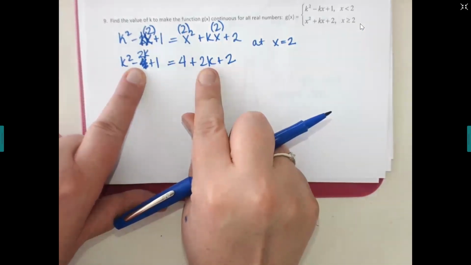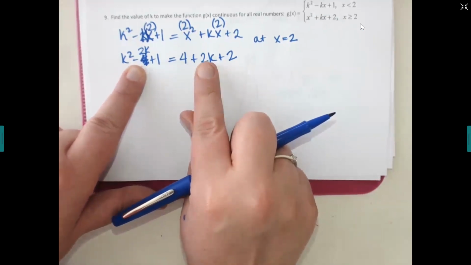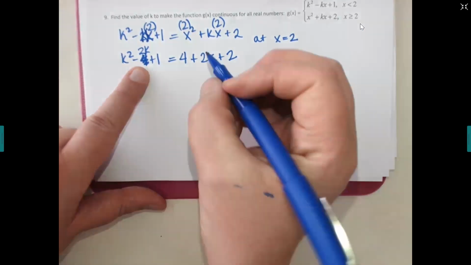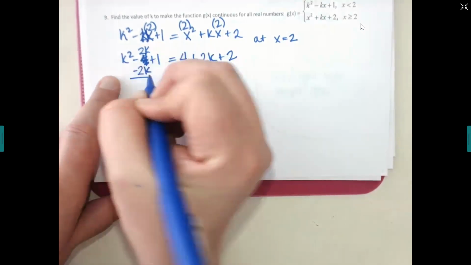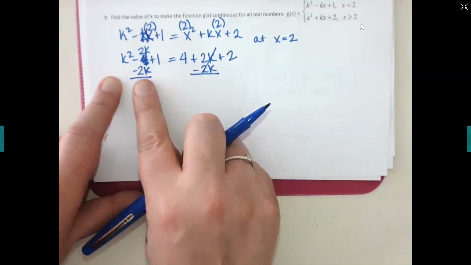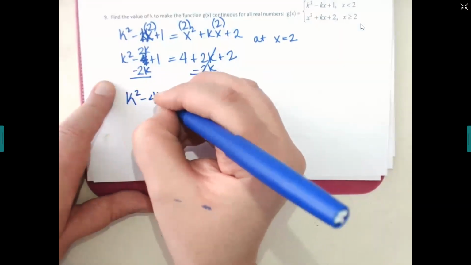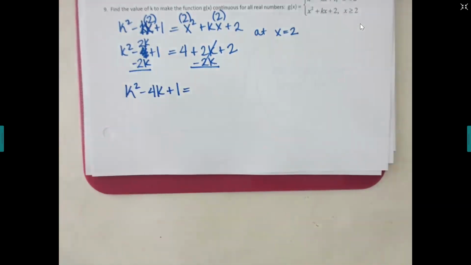Why can't I just cross these out? Because if I minus this 2k across, negative 2k and negative 2k gives me negative 4k. So I have k squared minus 4k plus 1. Now, on the other side, I had a 4 and a 2. That adds to how many?